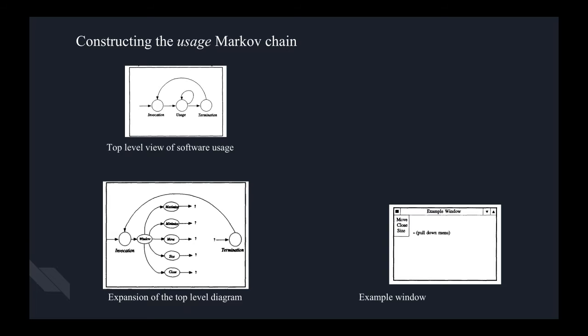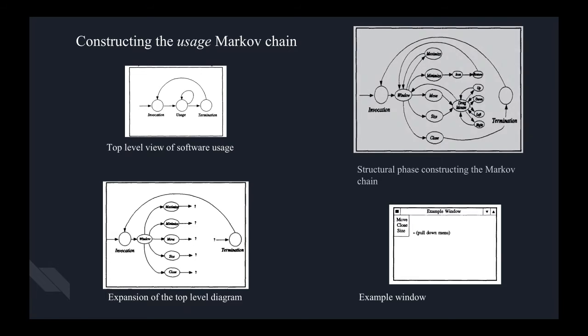Let us see about constructing the usage Markov chain. The first diagram is the top level view of the software usage. The control of the OS is passed to the software when it is invoked. The control is passed as the usage of the software is continued and returned back after termination of the software. It is explained using this figure.